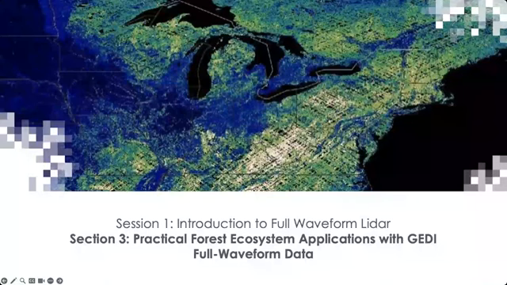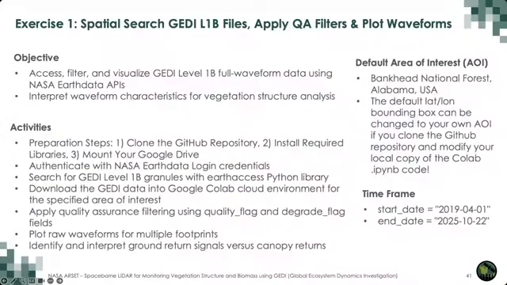We are now starting section 3, which focuses on practical forest ecosystem applications with JEDI full waveform data. Exercise 1 has 2 objectives. First, to enable participants to access, filter, and visualize JEDI Level 1B full waveform data using NASA Earth Data Application Programming Interfaces. And 2, to teach interpretation of waveform characteristics for vegetation structure analysis.